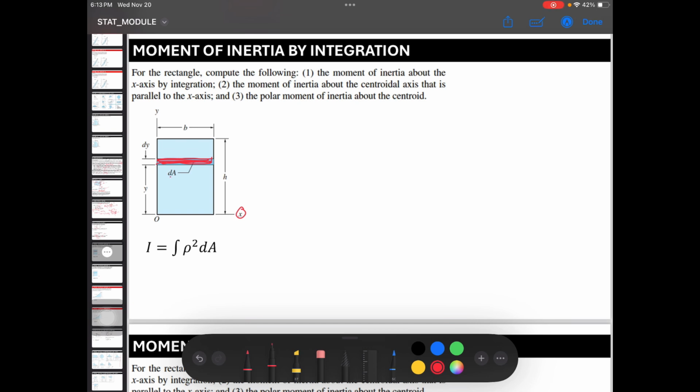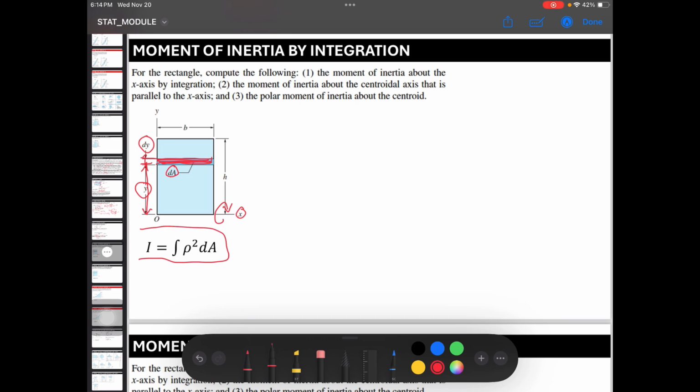So, this is our dA, our differential area, which of course has a differential thickness. Since the differential thickness is parallel to y, we will name it dy. And this differential area has a distance from the reference axis, and it is depicted by the dimension y. So with this information, let's get the moment of inertia about this global x-axis.